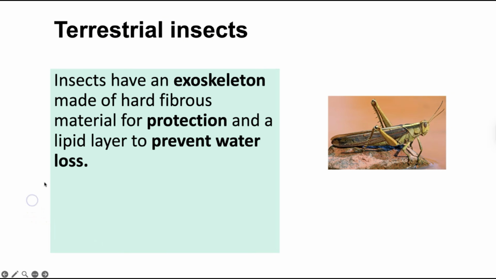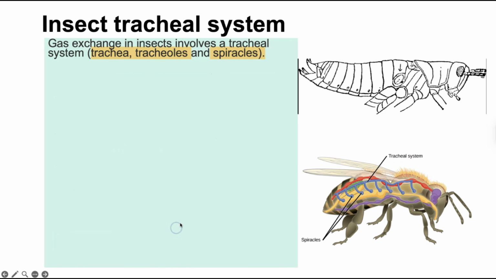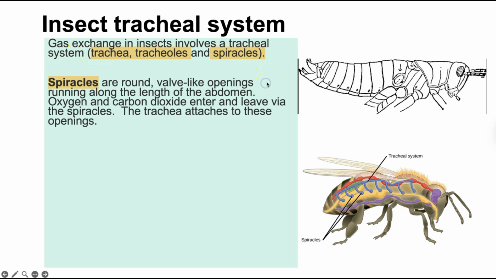Next, then we look at terrestrial insects. They have an exoskeleton made of hard, fibrous material, and that is an advantage because it's protection and it prevents water loss, but it reduces the space that they could do gas exchange across. So they don't have lungs, and instead they have a tracheal system. And the tracheal system is made up of a trachea, tracheoles, and spiracles. Whenever you're describing this in an exam question, there's normally one mark just for stating those three structures. So always start by stating those.